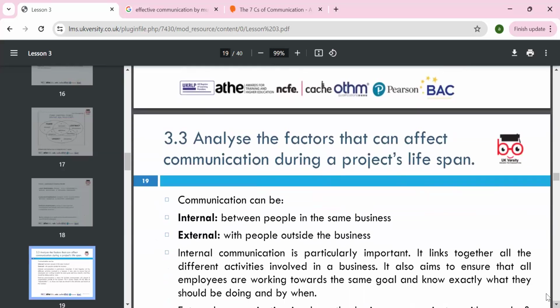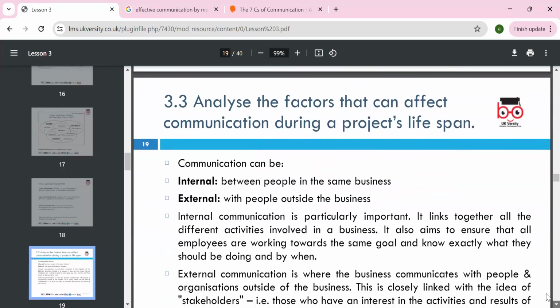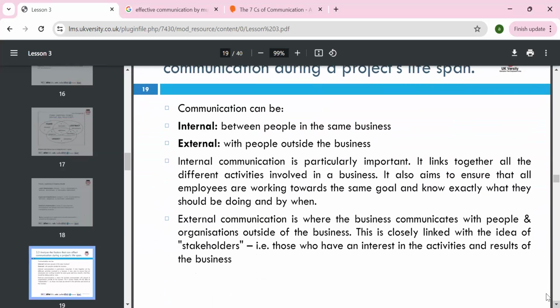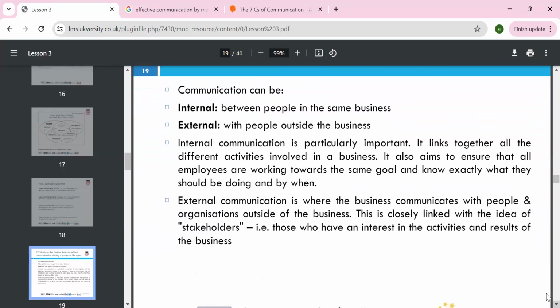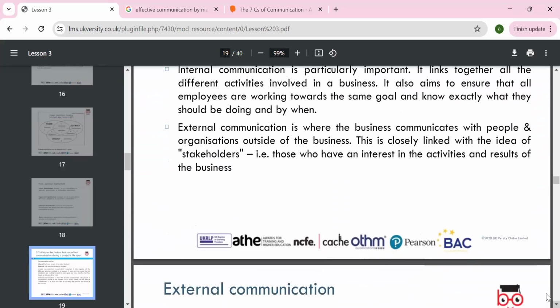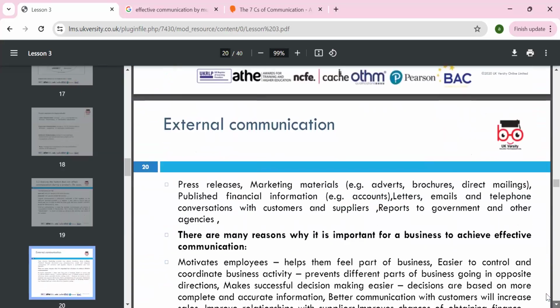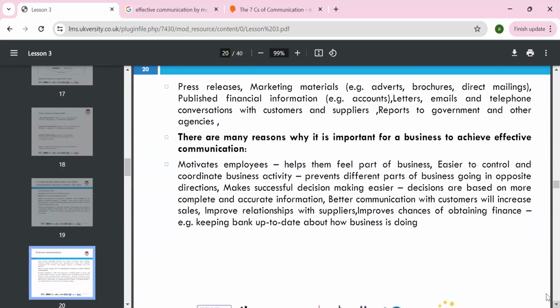Then we have 3.3, analyze the factors that can affect communication during the project lifespan. Communication can be between people in the same business, or with people outside the business. Internal communication is particularly important in linking all the different activities working towards the same goals. External communication involves the people and organizations outside the business and closely linked to it. With external communication, we can release marketing material, and we can look at adverts and brochures. There are many reasons why it is important for businesses to achieve effective communication.